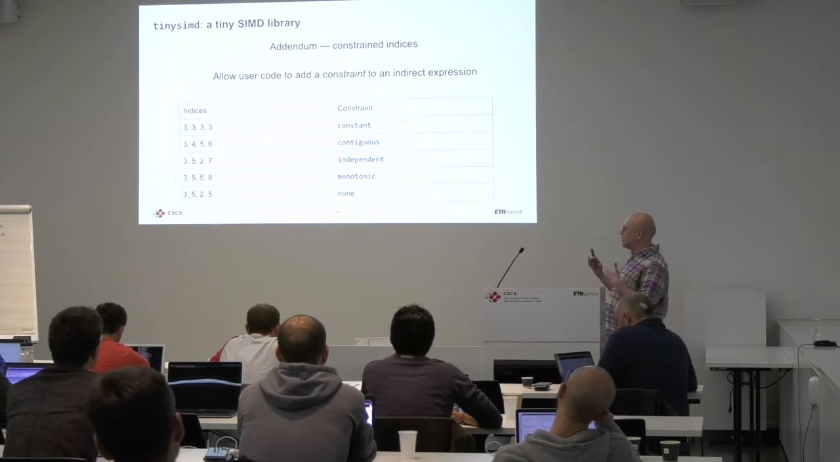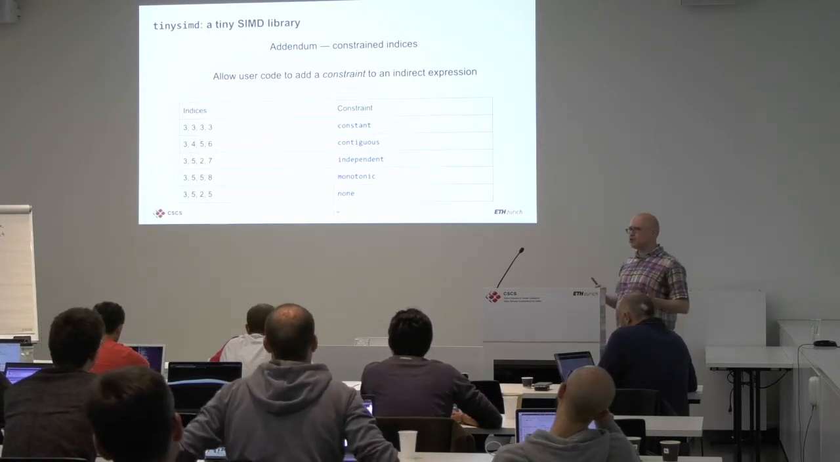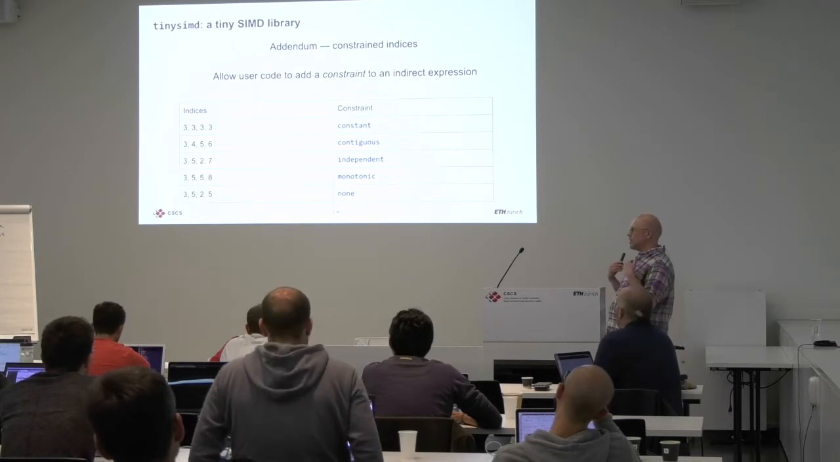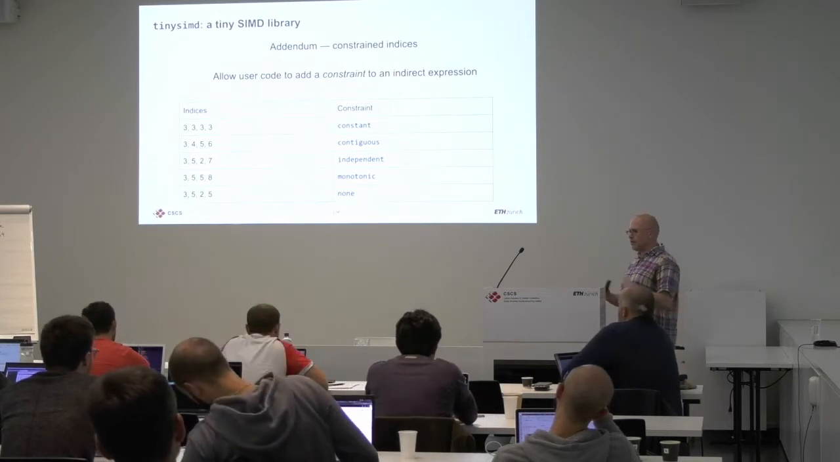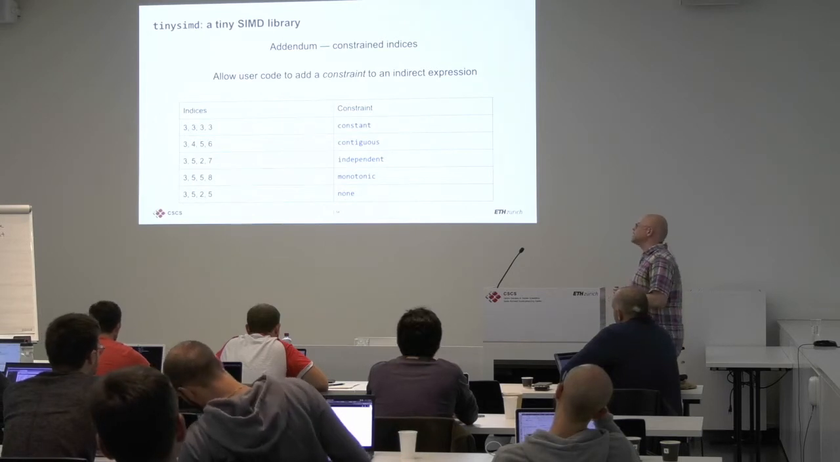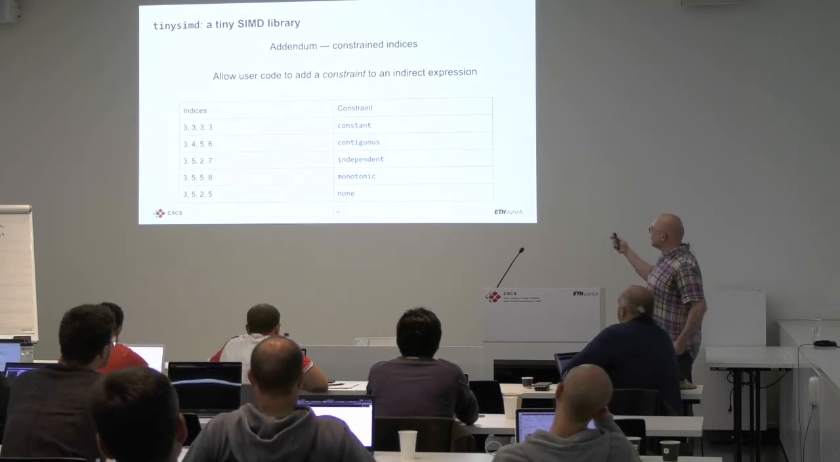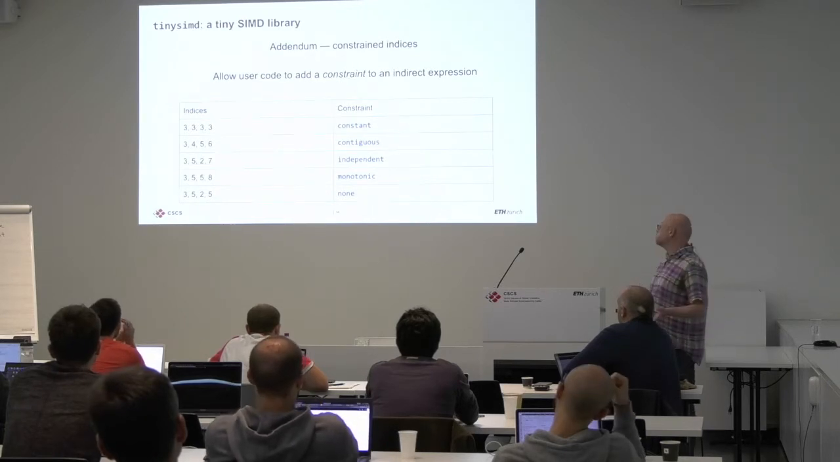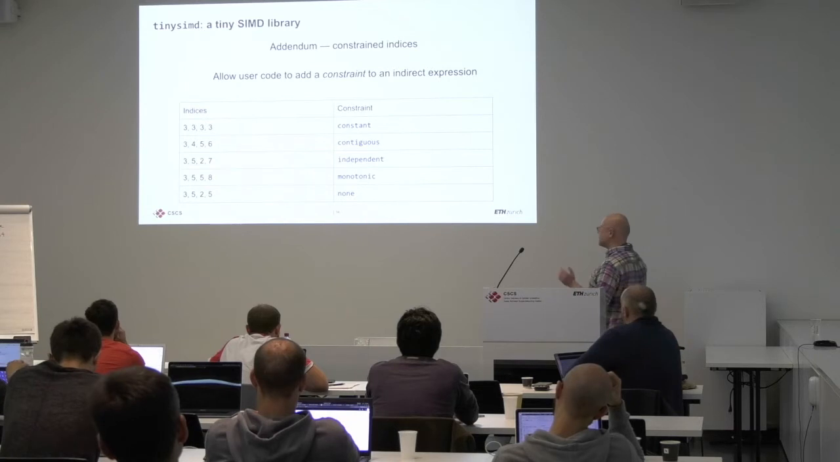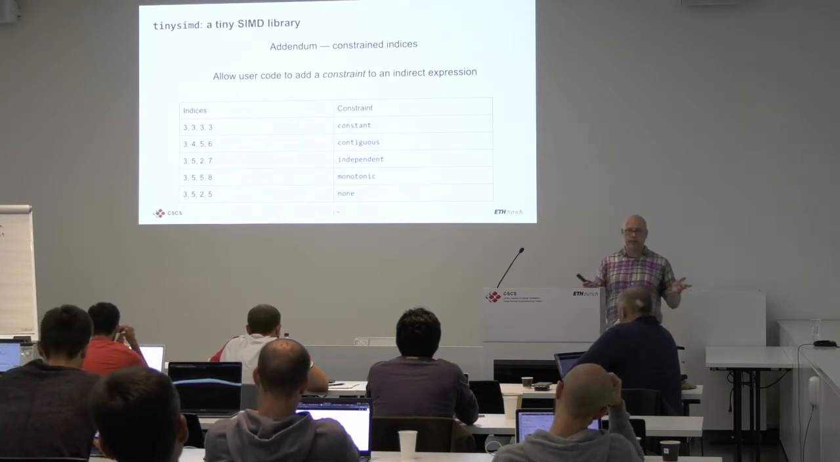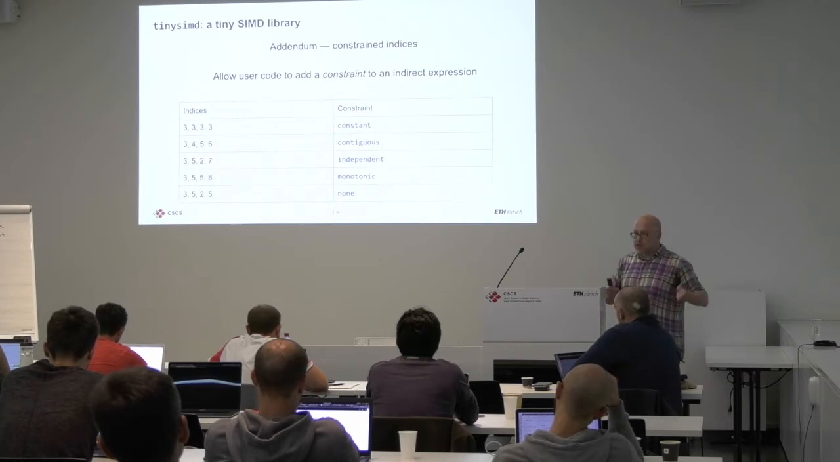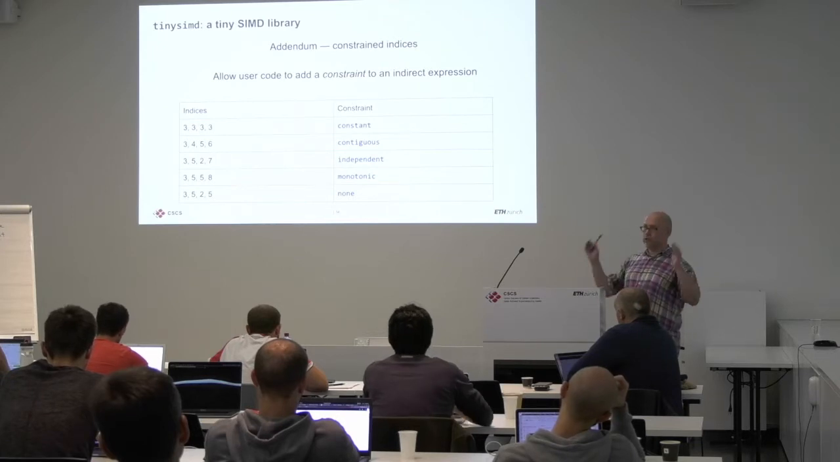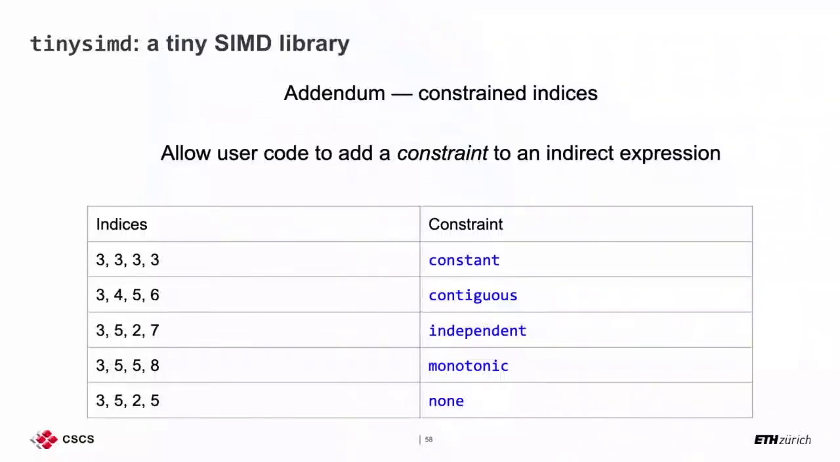So what we're going to do in our library is add a so-called constraint. And this is knowledge that we're telling the library about our indices. There's a promise about our indices. We've made a bunch of them. They form a little dependency tree. Constant means they're all the same. Contiguous means they're in order next to each other. Independent, I'm guaranteeing that I'm not going to have two things hitting the same location. Monotonic, actually in our case just increasing. And none, like a free-for-all, that's the default case. I'm not making any guarantees about my indices.